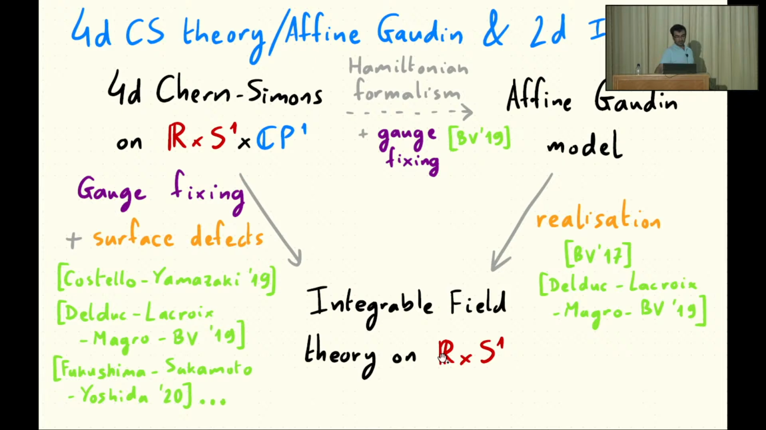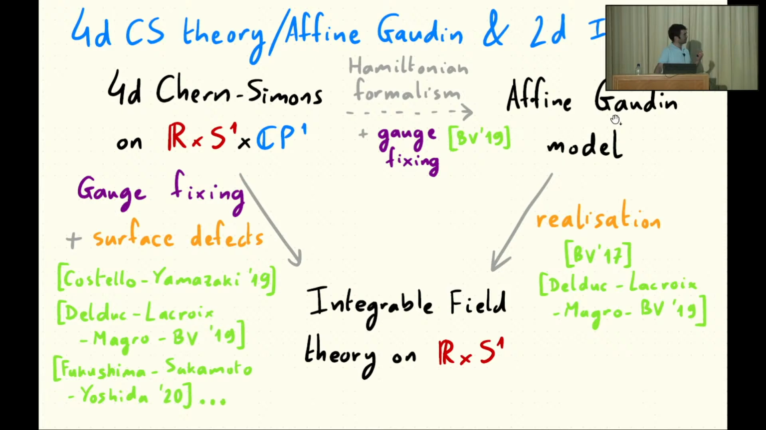There's an alternative approach to producing a large family of integrable field theories on the cylinder, which is to use affine Gaudin models. This is more rooted in the Hamiltonian formalism. The idea here is you start with a Gaudin model based on an affine Kac-Moody algebra. We heard about the Gaudin model yesterday in Ilya Burik's talk. This kind of Gaudin model will be one associated to an affine algebra rather than a finite-dimensional algebra.